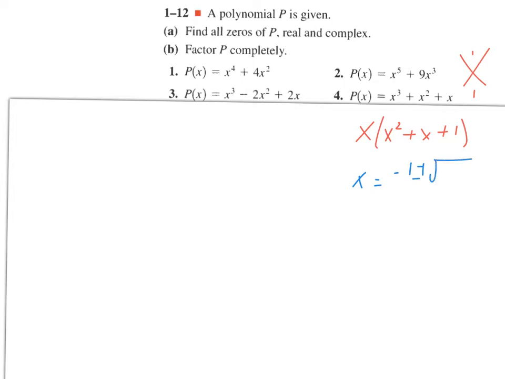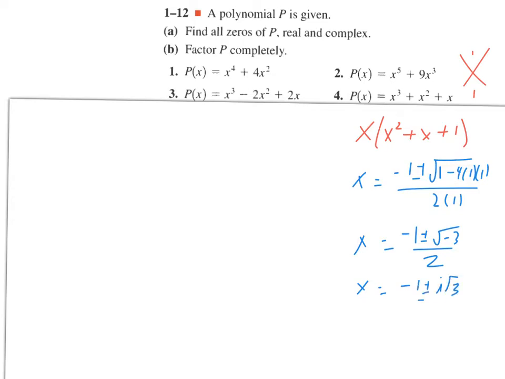So we get negative 1 plus or minus the square root of 1 minus 4 times 1 times 1, all over 2 times 1. So that's going to turn into negative 1 plus or minus the square root of negative 3 over 2, which I would then write as negative 1 plus or minus i rad 3 over 2, which you could also split up into negative 1/2 plus or minus rad 3 over 2 i to get it in that a plus bi form.